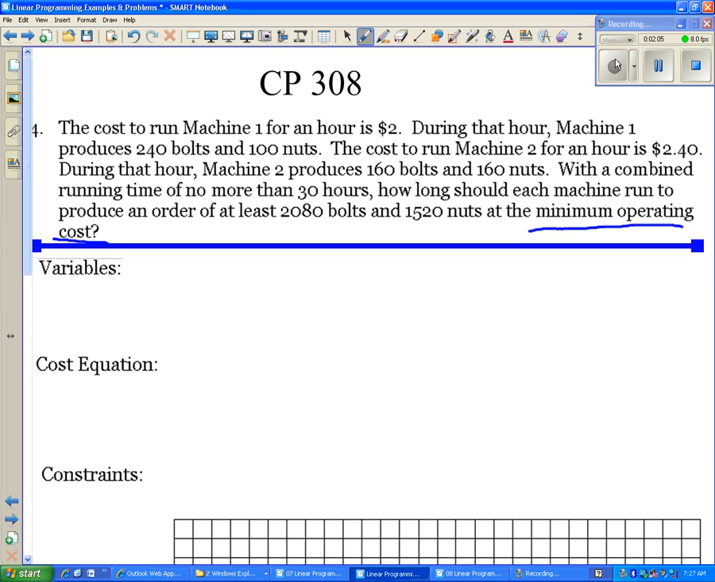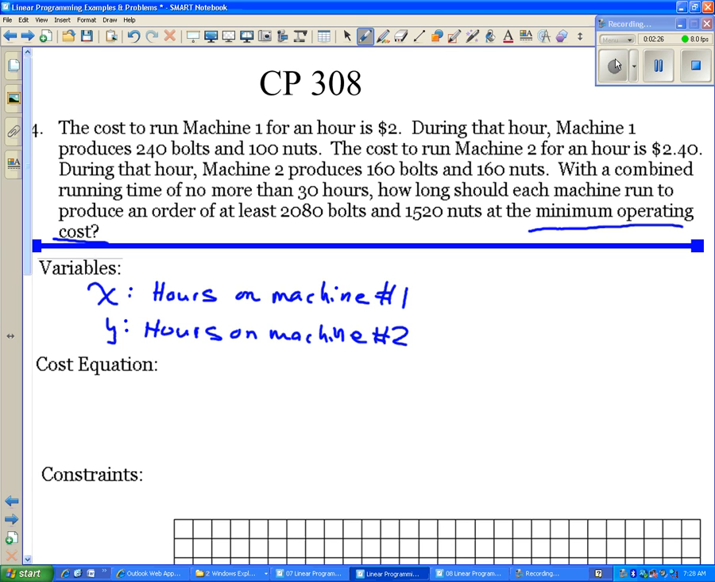So I need to say that my variables, x, is the hours on machine 1, how long machine number 1 is working. My y, again, is hours on machine 2, how long machine 2 is working. So I have my variables, x and y. I want to minimize cost.